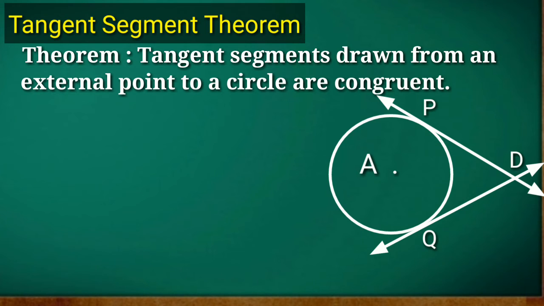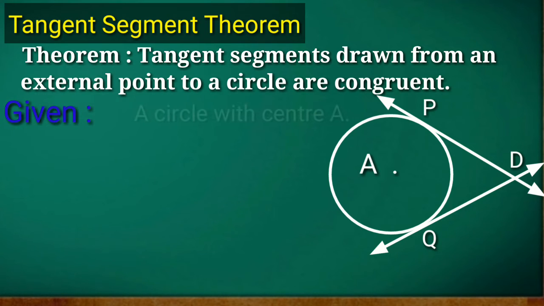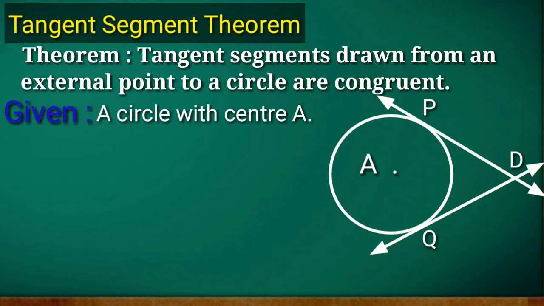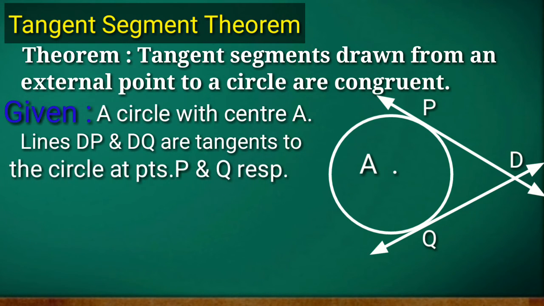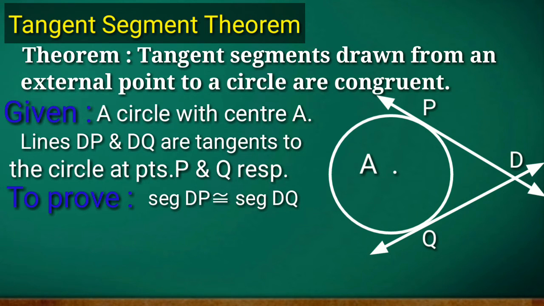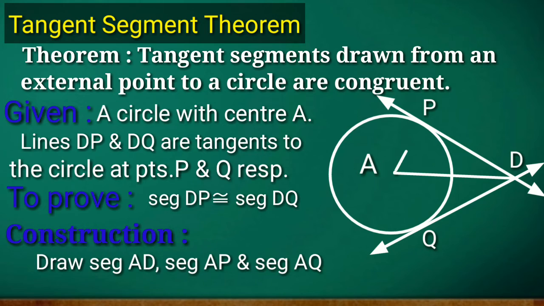What is given and what we have to prove? Given is a circle with center A, lines DP and DQ are tangents to the circle at points P and Q respectively. Then we have to prove that tangent segments are congruent. That is, segment DP congruent segment DQ. Then construction. Draw segment AD, segment AP and segment AQ.